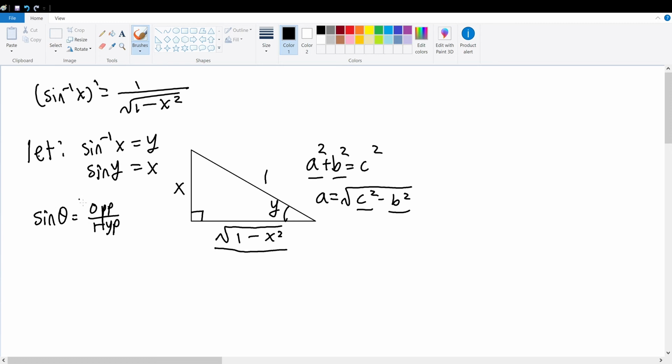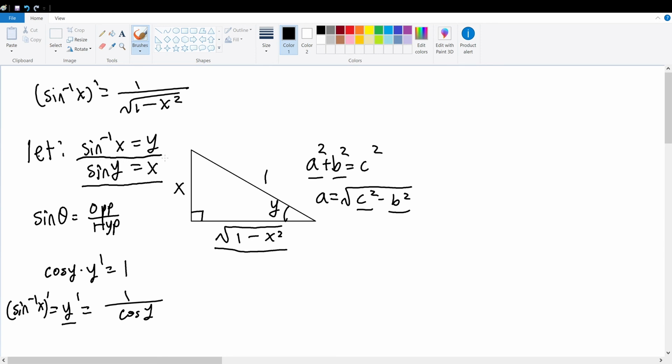And what we can now do is take the derivative on both sides of the equation sine of y is equal to x to obtain, by the chain rule, cosine of y times y's derivative will be equal to 1. We can rearrange this to get y prime is equal to 1 over cosine of y, which will also be equal to the derivative of the arcsine of x function. And the reason why is because we assumed the arcsine of x to be equal to the variable of y. Therefore, y's derivative will be equal to the arcsine of x's derivative.